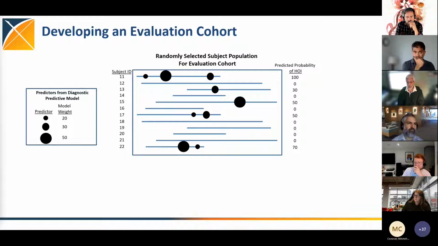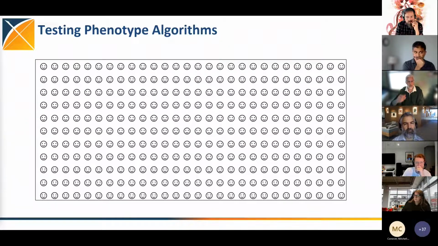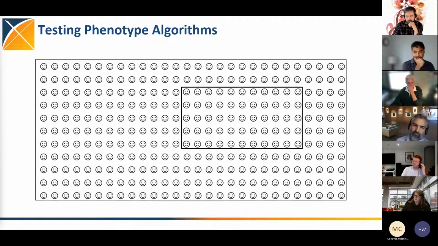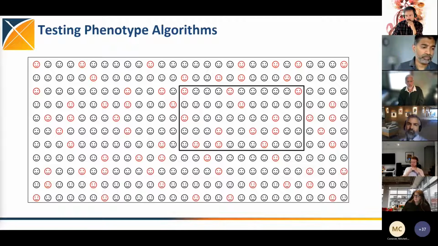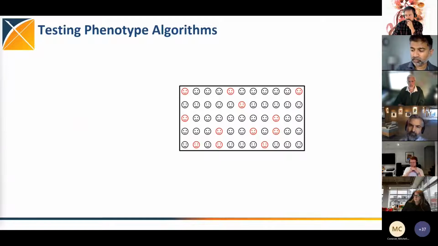So now we can start testing the phenotype algorithms. We have the model. We have a large group of people for whom we have a predicted probability of having the outcome for each one of them. And now we can start using that data to start testing the phenotype algorithms. So here's our full data set again, and here's the subset that we pulled out. And the people in red are the people that the algorithm selected within that subset. And now we can look at the people who the algorithm selected and the people the algorithm didn't select. And that can start to give us the performance characteristics of the phenotype algorithm.